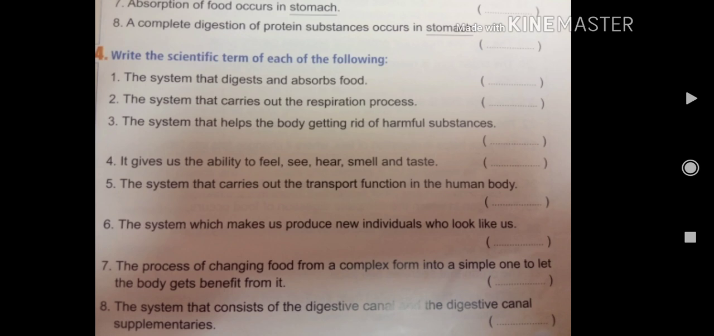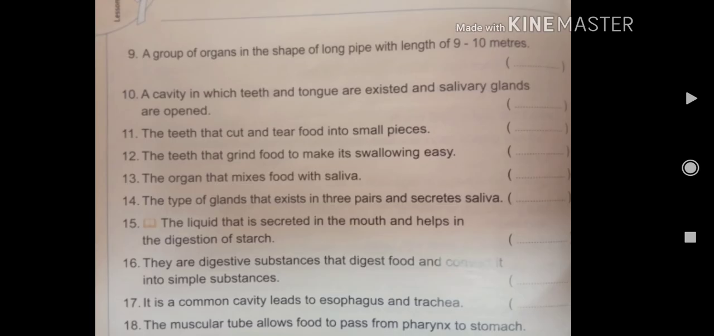This is the digestive system. Number 9: a group of organs in the shape of a long pipe, مجموعة من الأعضاء على شكل أنبوبة طويلة, with a length of 9 to 10 meters. Do you know? It's the digestive canal, القناة الهضمية.